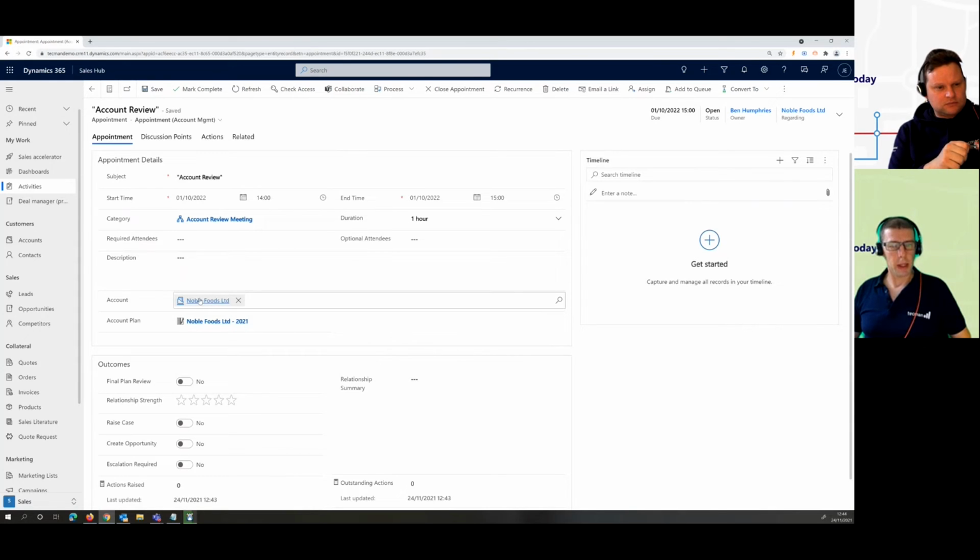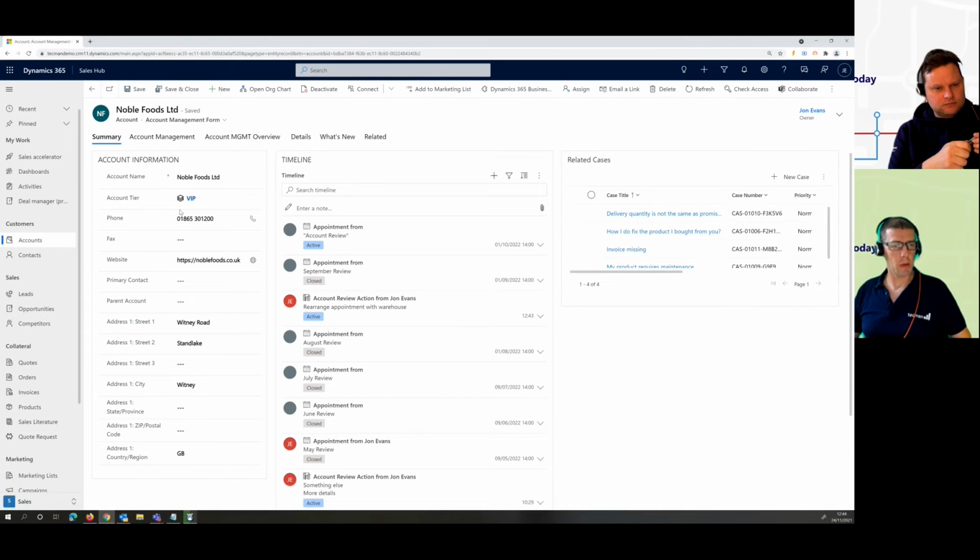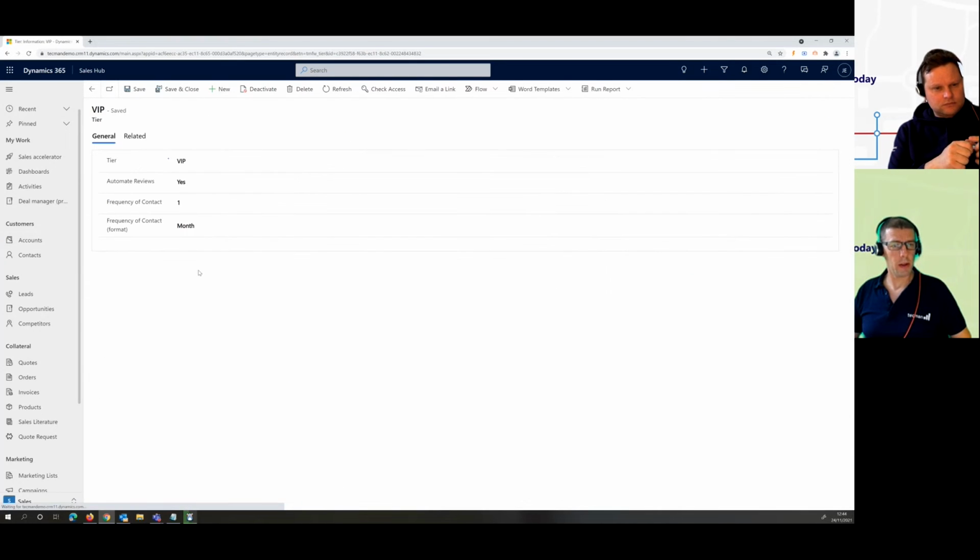Yeah, that is coming. If we go back up to the account level, that is coming from this account tier that we've selected. So if I click on this one here, we can see that our frequency of contact is 1 month. Perfect. So just for an example, I can update that to 2. Yeah. Save that. And we'll go back.